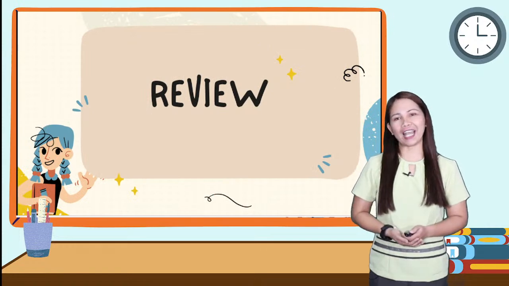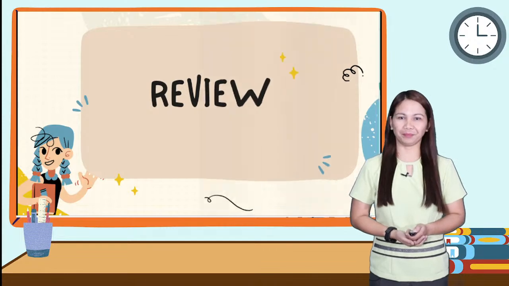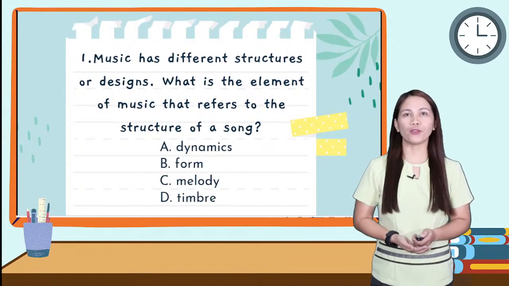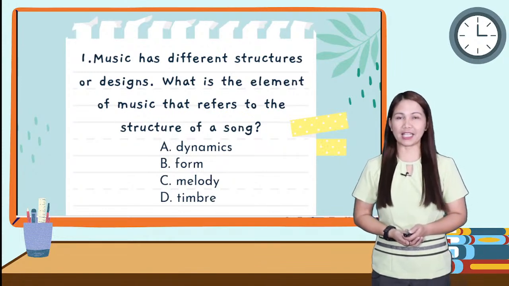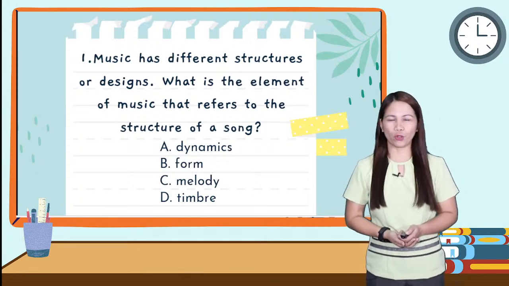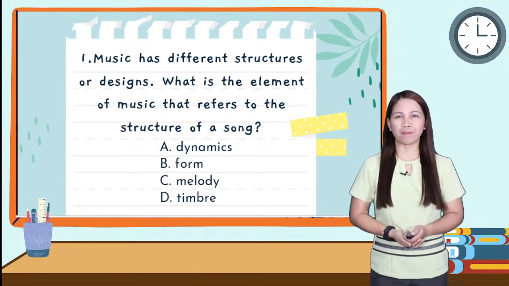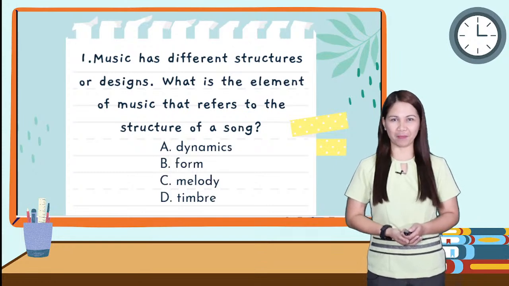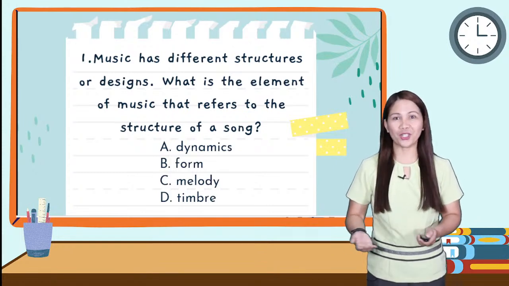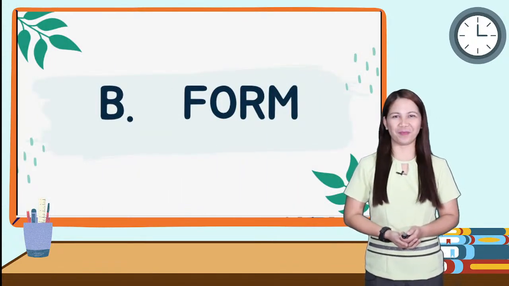So before that class, let's have a short review on the first module or in Module 1. The first question is, number 1, music has different structures or designs. What is the element of music that refers to the structure of a song? A. Dynamics. B. Form. C. Melody. And D. Timbre. What is your answer? The correct answer is form.